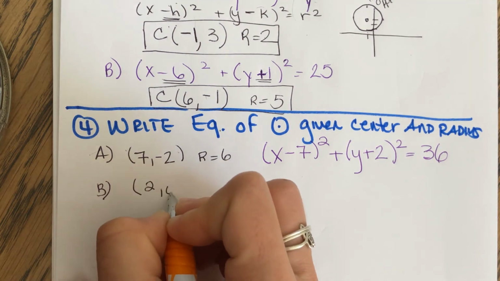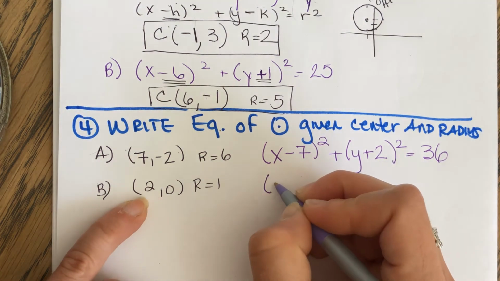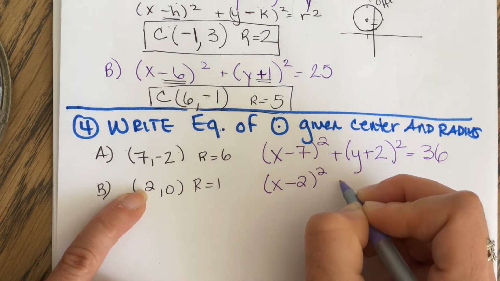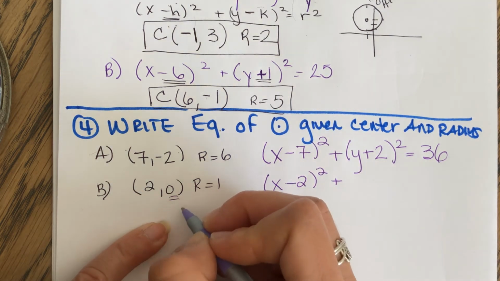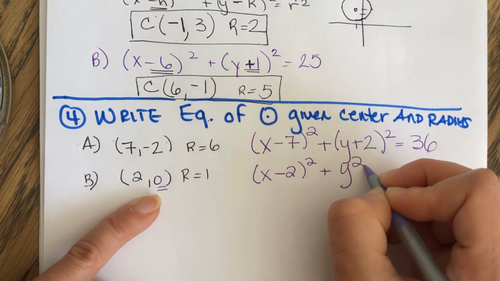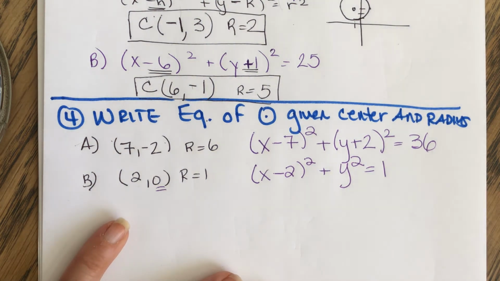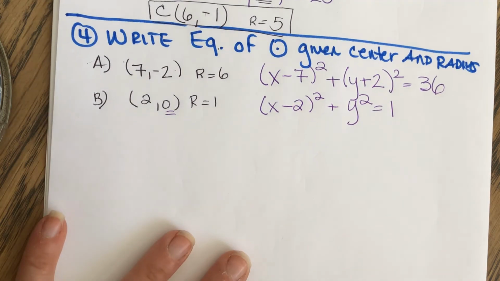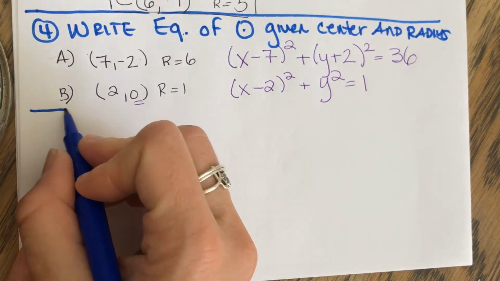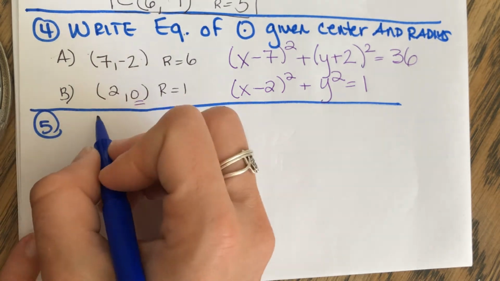Let's say 2, 0, and let's say radius 1. Okay, here we go again, x, it's a positive, so put a negative 2 squared plus. Since this is 0, you can put y minus 0 if you want, or you can just write y squared equals 1 squared, which is 1. Done. All right, let's go on to question number 5. This is the easiest of your lessons for this chapter, so hopefully you're okay with it.